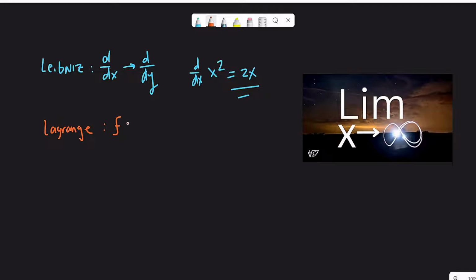You have some function with an input x, and you'll put this apostrophe here to indicate you are taking the derivative of this function. And we can even denote it with 2 apostrophes, and we have the second derivative of this function f of x. So these are the 2 different notations for the derivative.